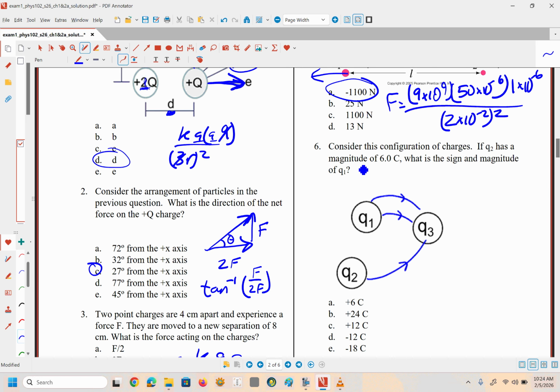All right, here Q2 has a magnitude of 6 coulombs, and I know that it's positive. What is the sign and magnitude of Q1? I have one line here, I have 2 lines here. That means that this is 12 coulombs. And since they're coming out, it's going to be positive 12.